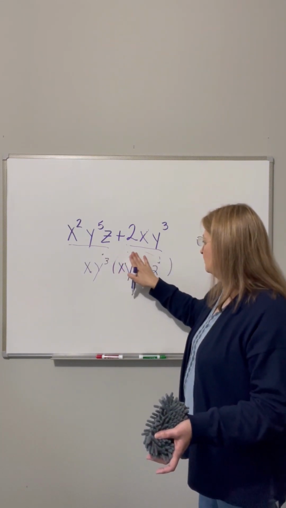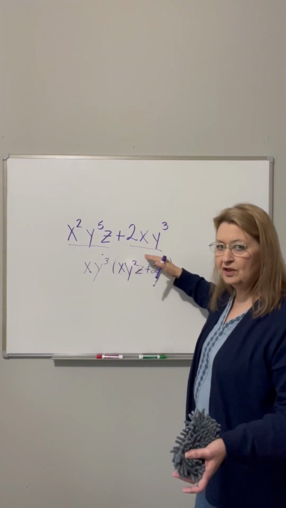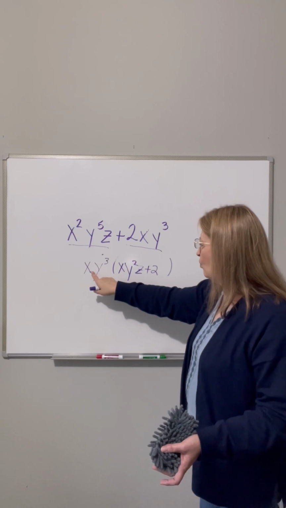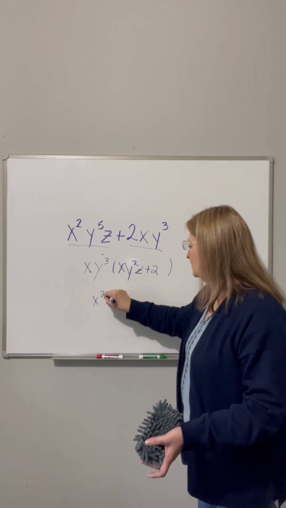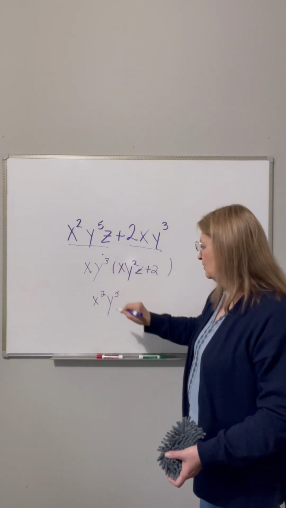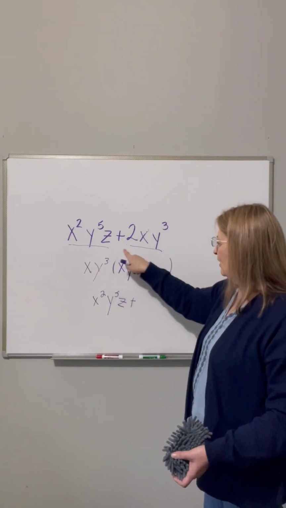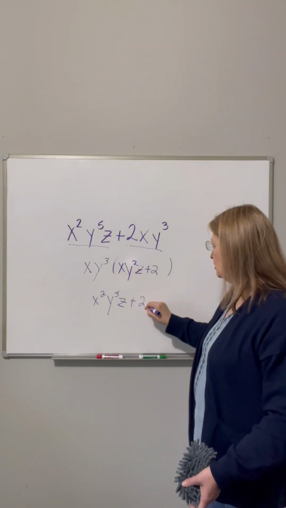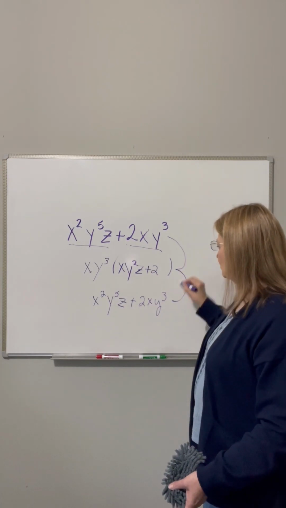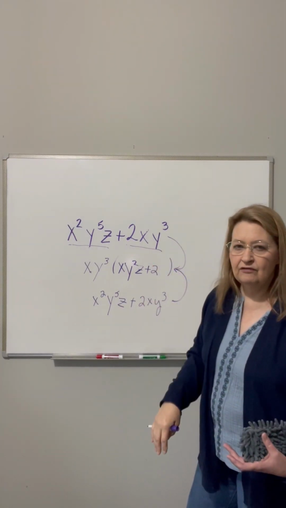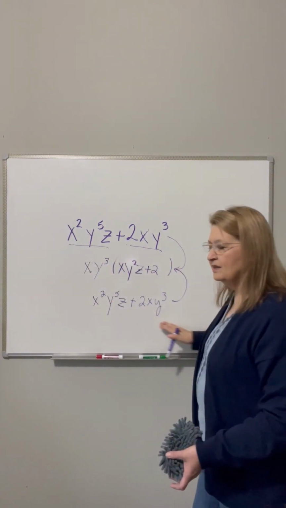Now, to check it, if you multiplied this back together, would you get this original? Well, if I multiply xy to the 3rd times xy squared z, I'm going to get x to the 2nd y, add your exponents, to the fifth z, plus, now what about when I multiply this times the 2? I'm going to get 2xy to the third. Now do you see how this just keeps making a circle? You're factoring and then unfactoring, factoring and unfactoring. This was the goal, and this is what I did to check it.